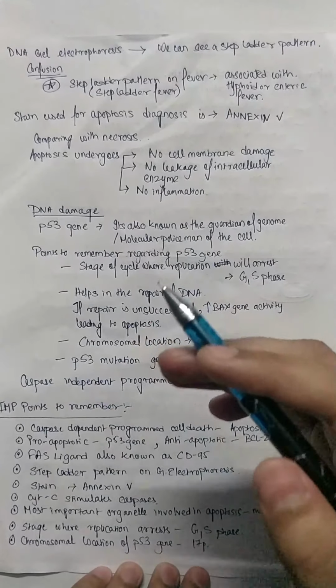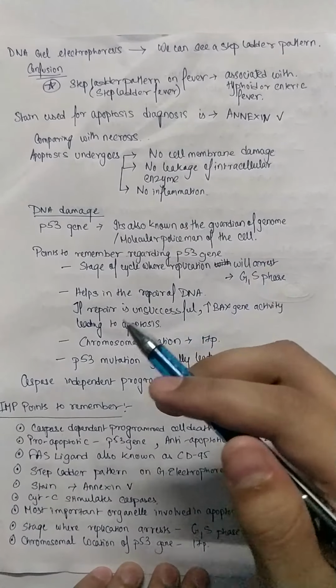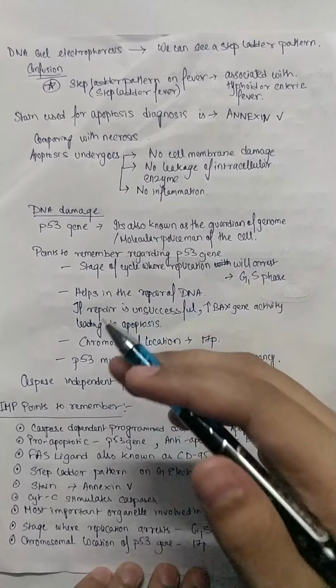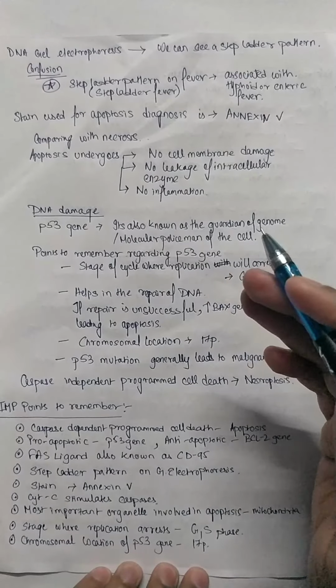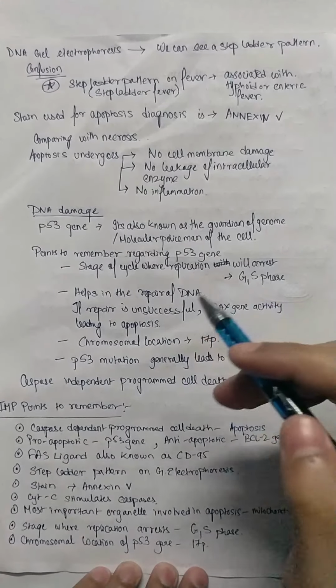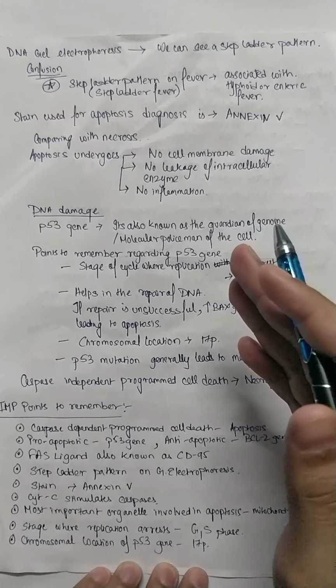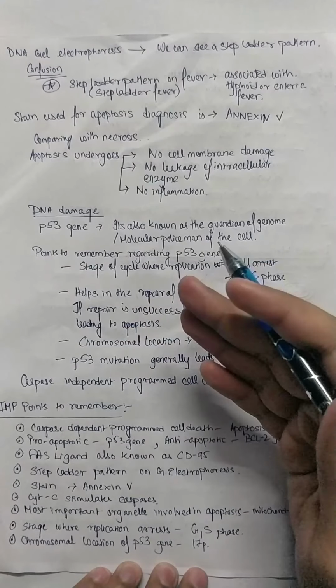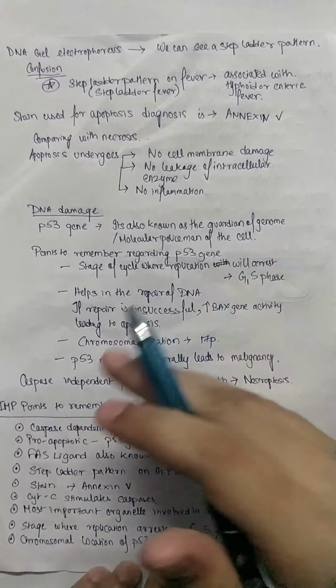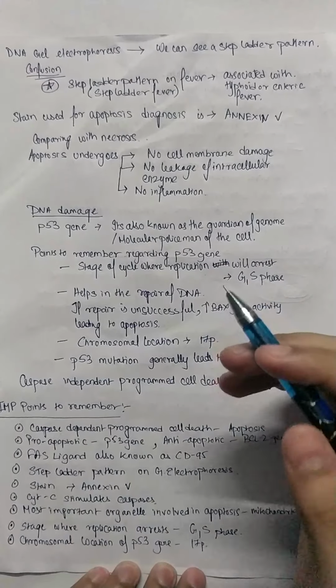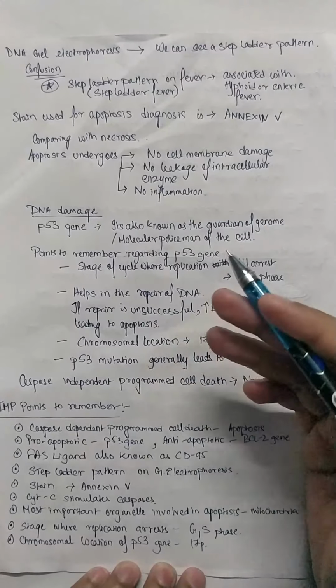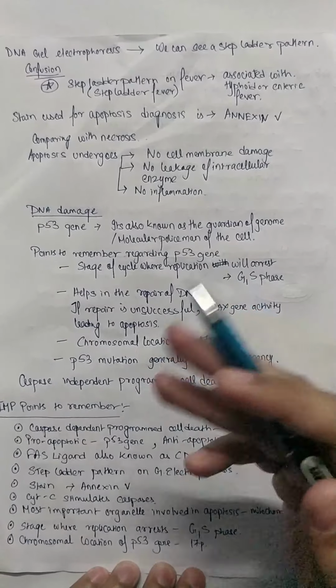Now the next thing which I'm going to talk about is the most important pro-apoptotic gene, which is the p53 gene. Now this gene is also known as the guardian of the genome or the molecular policeman of the cell, because it is like a friend to the cell. I'll explain why. Because the p53 gene helps in the repair of DNA.